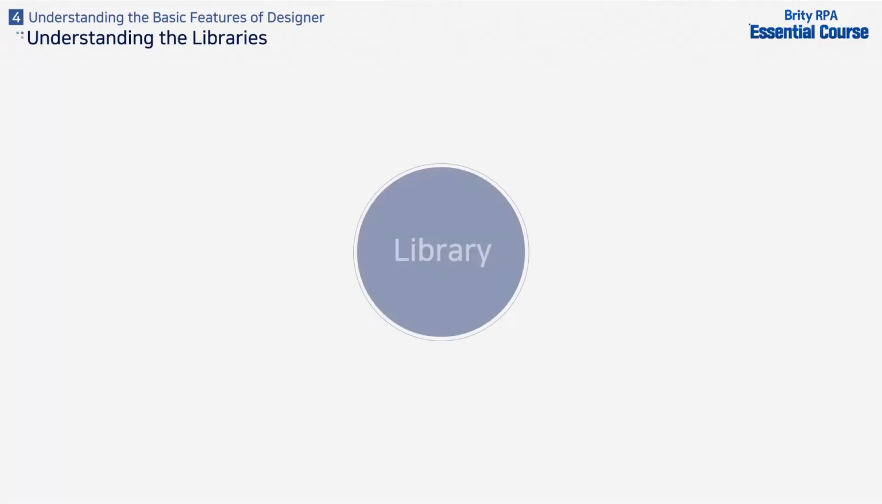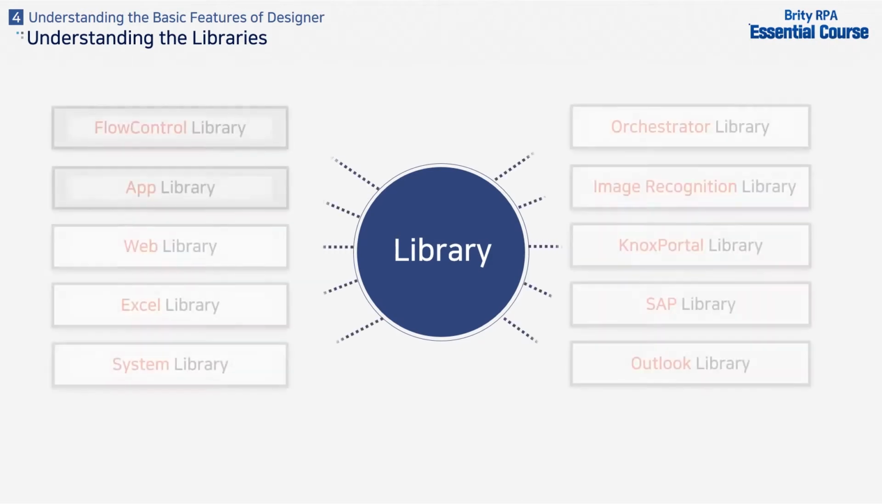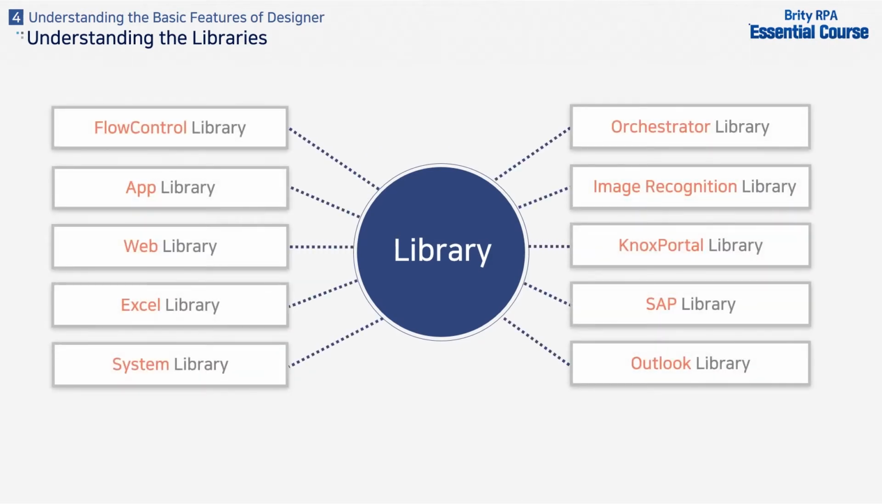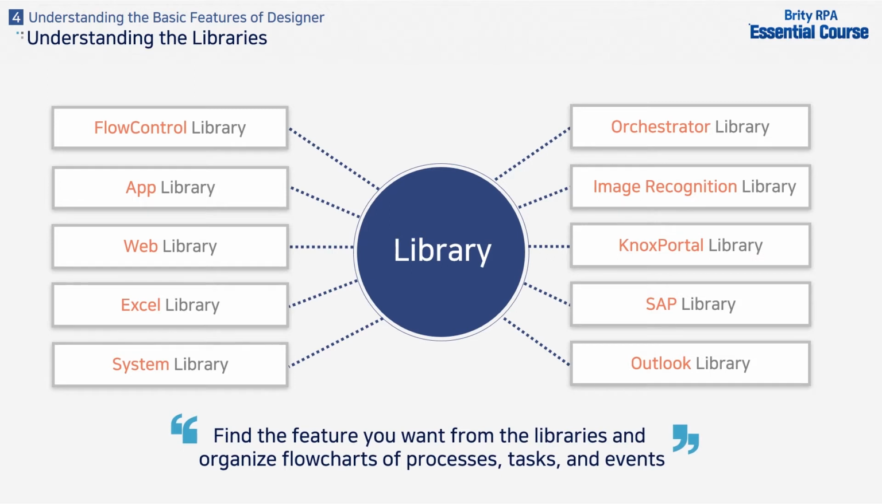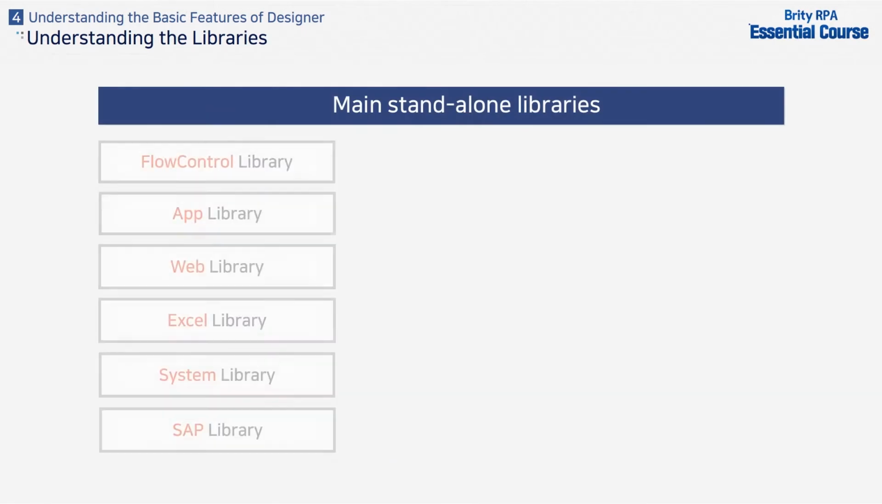A total of 10 libraries are provided by the Brity RPA solution. In the library, which has a collection of various features like apps, web, and Excel, users can find the features they want and organize flowcharts of processes, tasks, and events. This time, we want to look at the 6 main libraries that can be run independently.